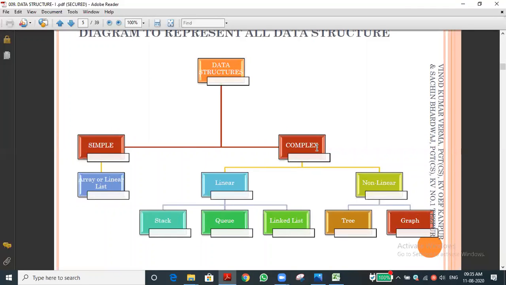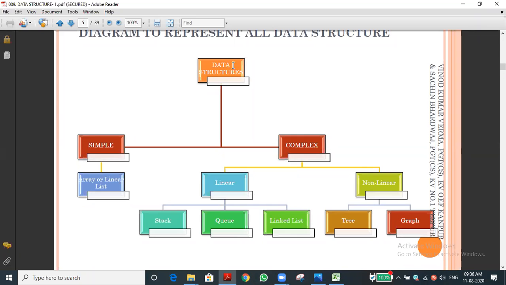Okay, here complex data structure, linear list. Linear is again classified into two things, linear and non-linear. Linear means stack, queue, and so on. Again you may have a strong doubt about the meaning of stack and all. I will tell you again. First you just understand what is data structure and what are the classifications of data structure. Once you are thorough with these two points, you will automatically understand the rest of the concepts also.